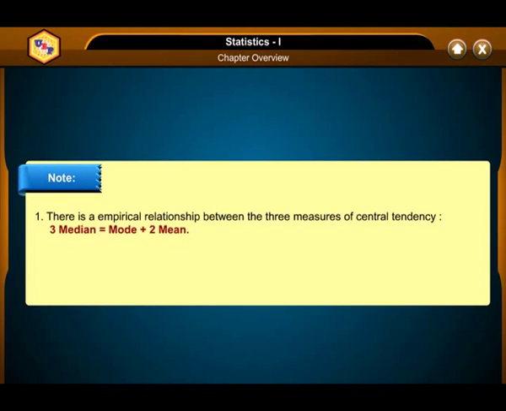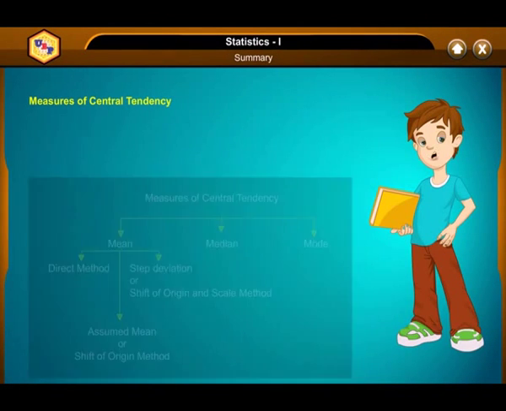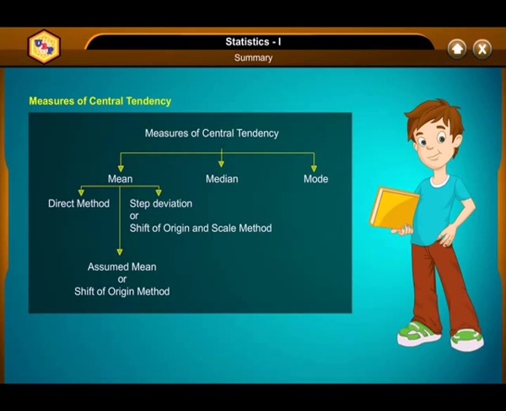Note 1. There is an empirical relationship between the three measures of central tendency: 3 median is equal to mode plus 2 mean. 2. The median of grouped data with unequal class sizes can also be calculated. Measures of central tendency: mean, median, mode. Methods: direct method, step deviation or shift of origin and scale method, assumed mean or shift of origin method.